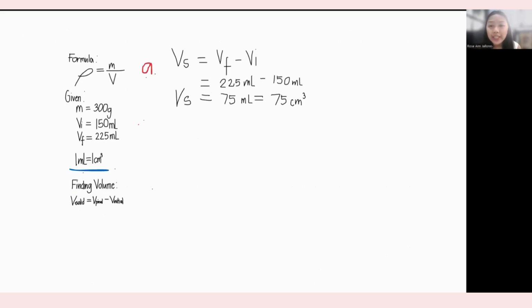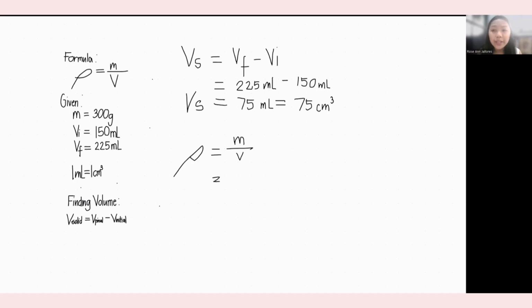And now we have already answered letter A, which is the volume of the metal object: 75 cubic centimeters using the water displacement method. And now, let us calculate the density. We know that the formula of density is mass over volume. We have already put in our formula, and let us now plug in the given values, which are 300 grams for the mass and the volume we found earlier.